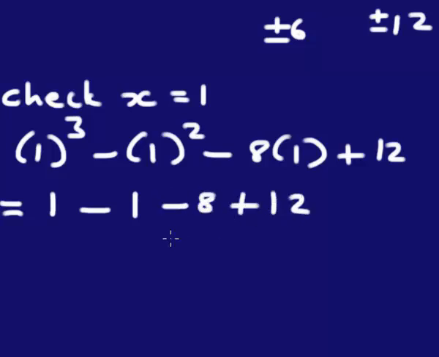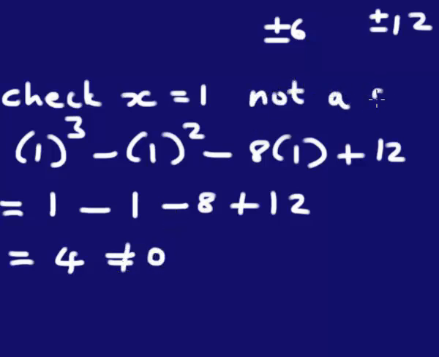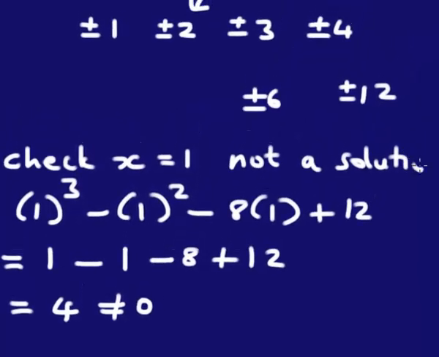plus 12. And guess what? That is equal to 4. 12 minus 8 is 4, which is not the right side. So this is not a solution. It cannot be a solution because it doesn't satisfy the equation. When you plug 1 in, it doesn't give you 0 on the right.